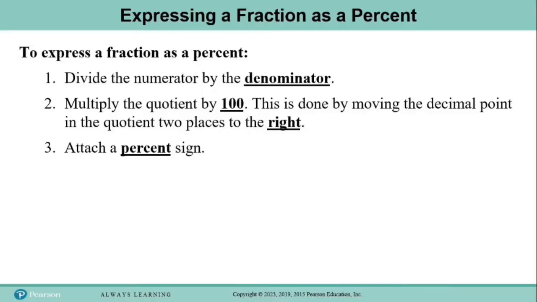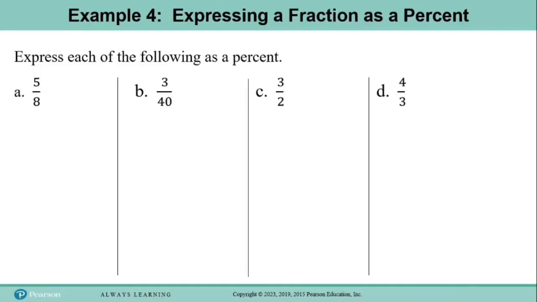Okay, now let's talk about expressing a fraction as a percent. And basically what we have to do here is first get our fraction into decimal form, and then put our decimal into percent form. So the first thing to do is divide the numerator by the denominator. On your calculator, you'll just go top number divided by bottom number equals, and that will give you your decimal number. Then you take that decimal and multiply it by 100, and again that is done by moving the decimal point 2 places to the right, and then you just attach the percent symbol. So let's practice that here on example 4.